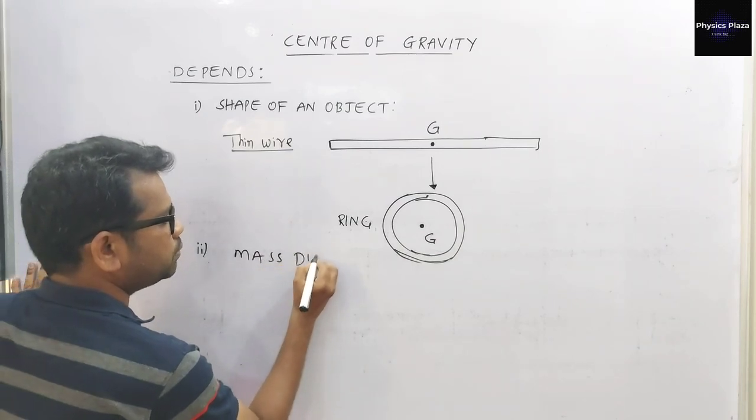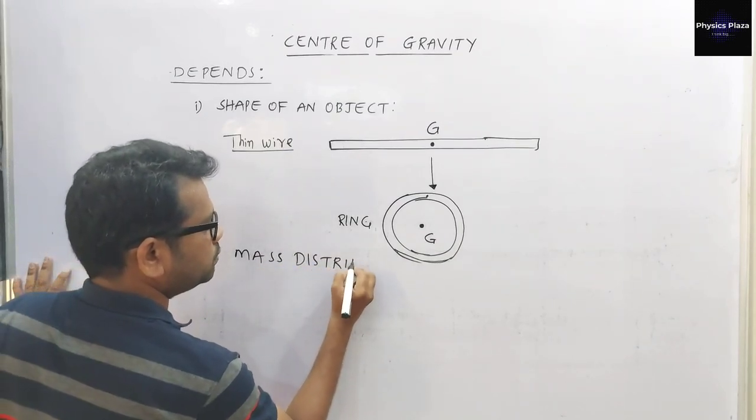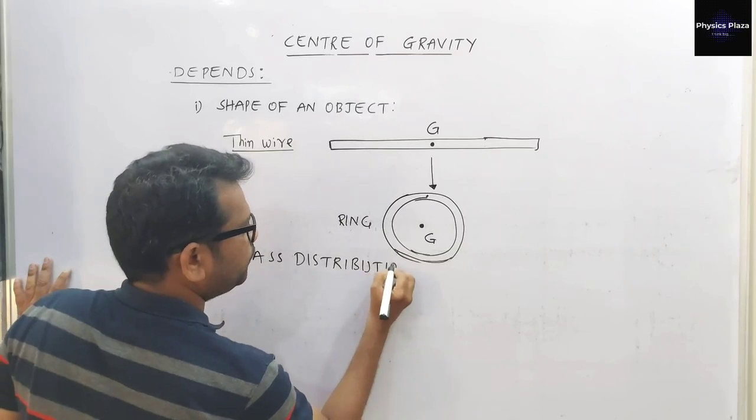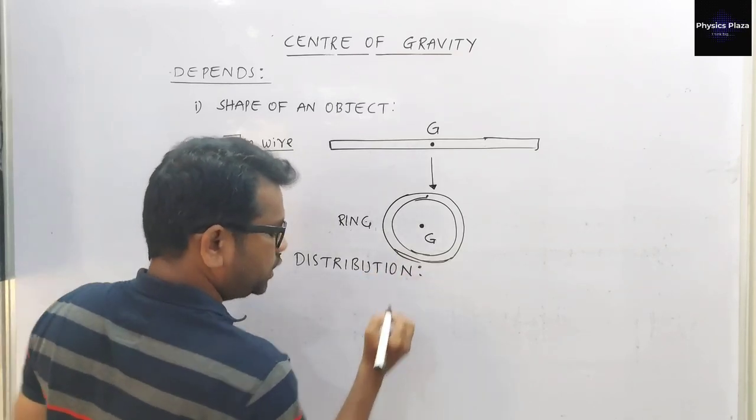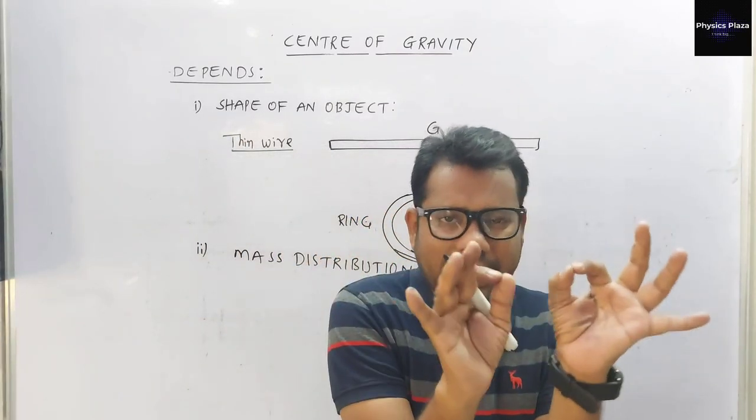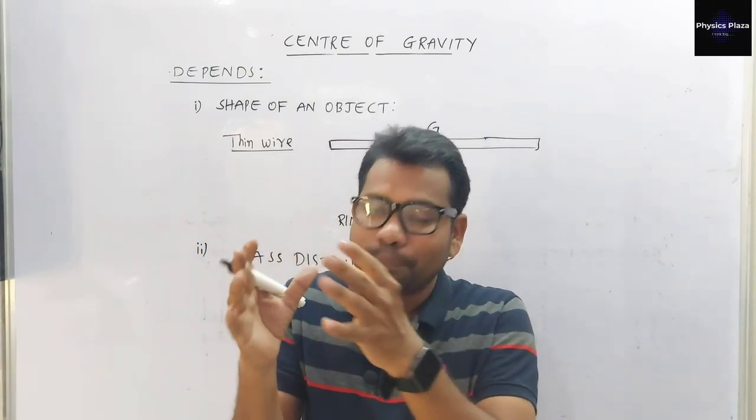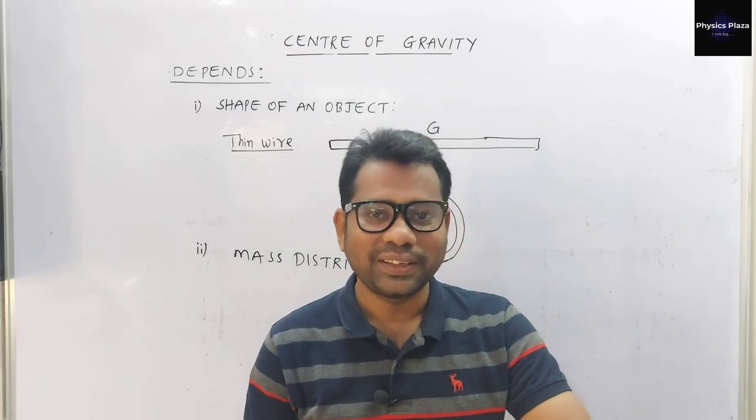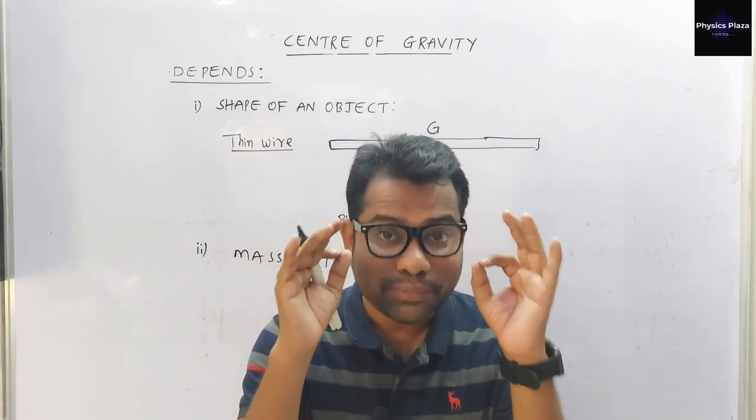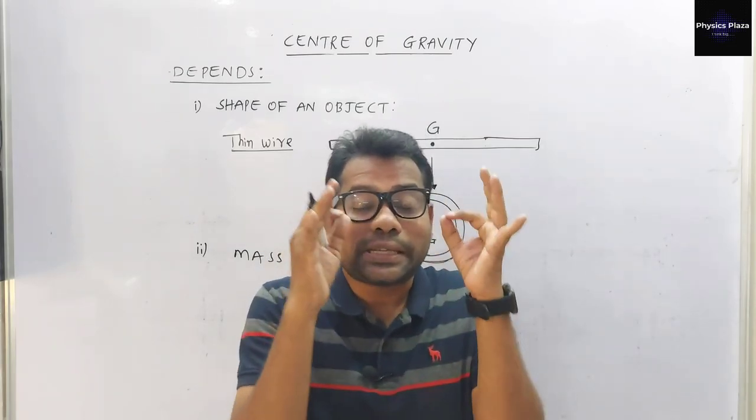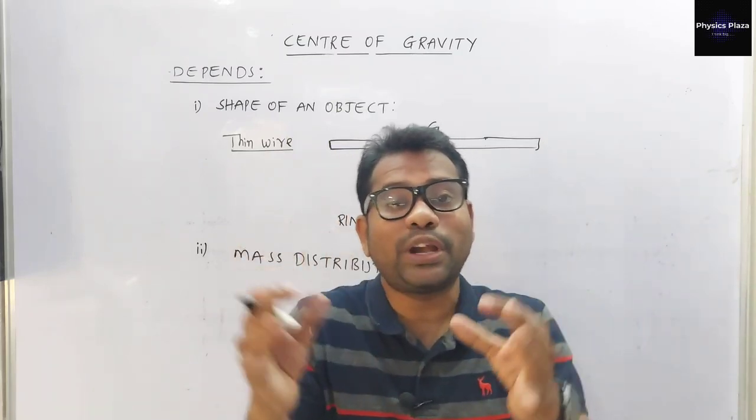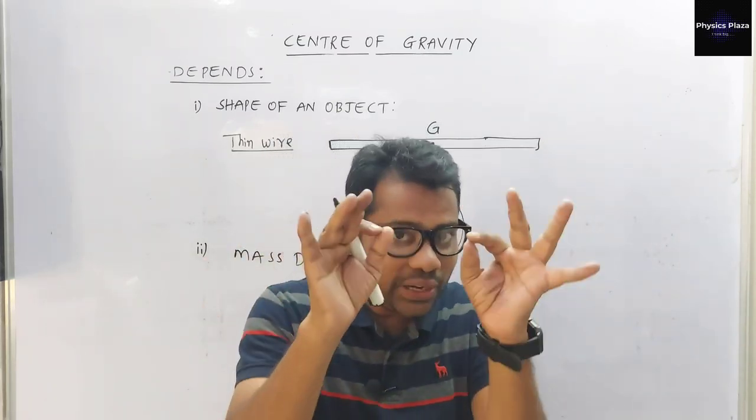Mass distribution, children. And one more thing, children. If two bodies are there which are the same in shape, can you say that the center of gravity will be situated at the same point? Come on, think. Both are having the same shape. Can you say that the center of gravity is at the same point only? No, children. It's very, very important.